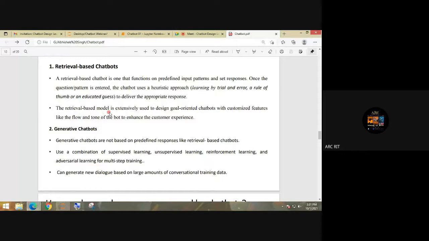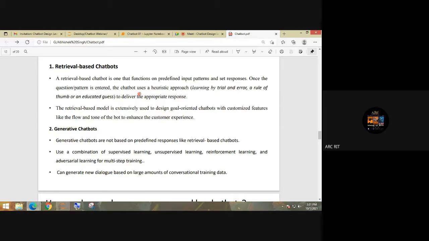Now, the retrieval-based model is extensively used to design goal-oriented chatbots with customized features like the flow and tone of the bot to enhance the customer experience. So these retrieval-based chatbots, what are they meant to be? They are meant to be specific.